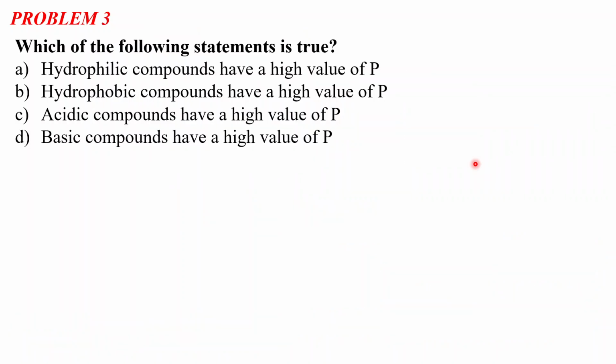Now I will go to the next problem. Problem number 3 says, which of the following statements is true? Number A, hydrophilic compounds have a high value of P. Number B, hydrophobic compounds have a high value of P. Number C, acidic compounds have a high value of P. Number D, basic compounds have a high value of P. Here P is defined as the partition coefficient.